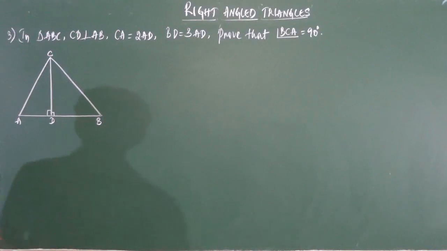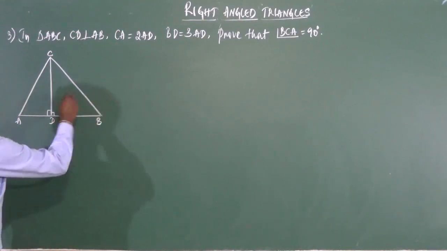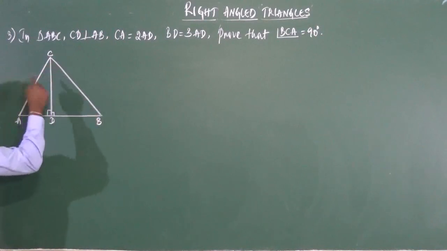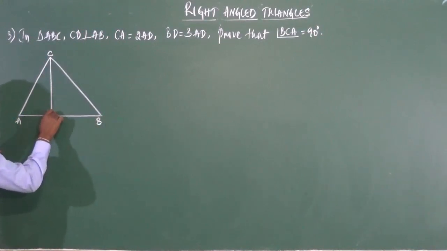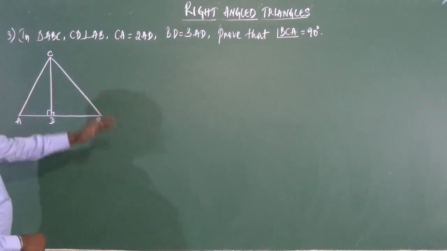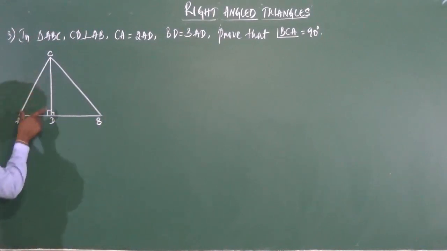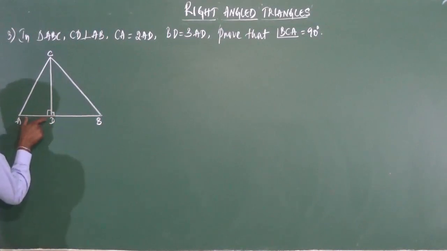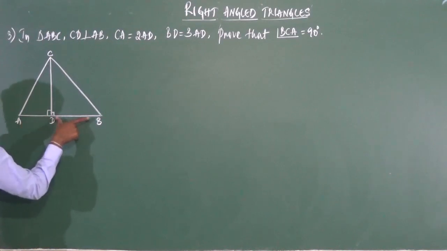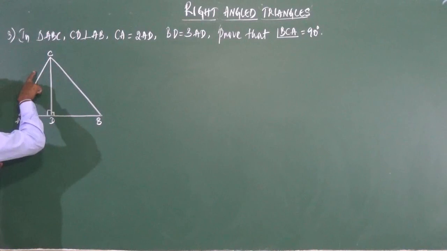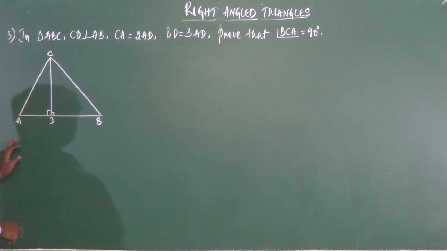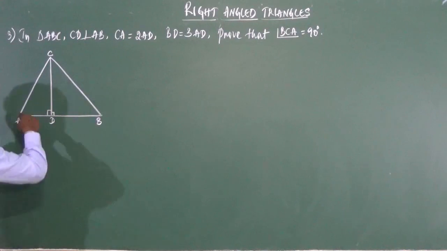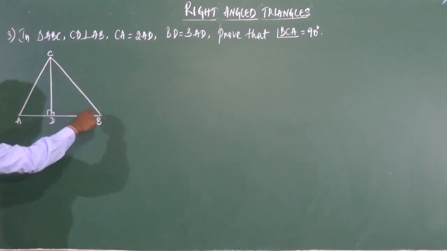So in triangle ABC, CD is perpendicular to AB, so 90 degrees on both sides. CA is equal to 2AD, that is, length of AC is twice the length of AD. And BD is 3AD, so the length of BD is 3 times AD. So if this is the thing, prove that angle BCA is equal to 90 degrees.